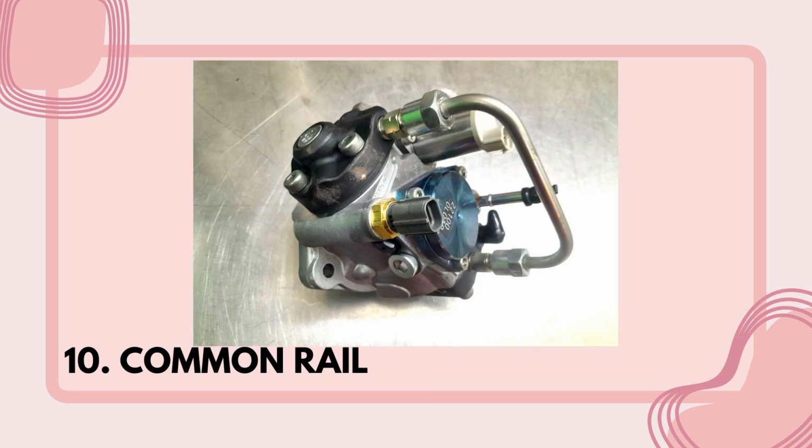The next in the diagram is the common rail. It is a high pressure fuel reservoir. The function is to store fuel at high pressure and distribute it evenly to all injectors. It also ensures consistent fuel supply to each cylinder.